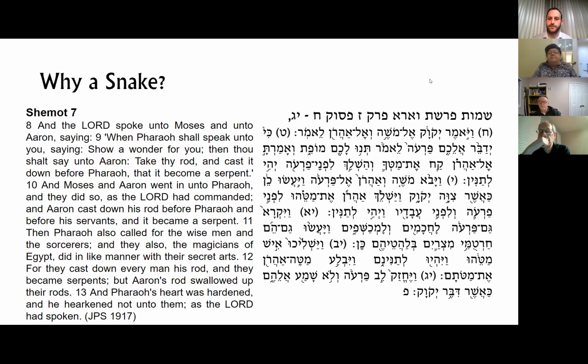I'd like to point out that we're going to be reading primarily the English, but in the Hebrew the word they use is tanin, as opposed to the word nachash. So there are two different types of snakes. It's unclear exactly, they're often used interchangeably, but the point is that we're using a less common term in the story here.